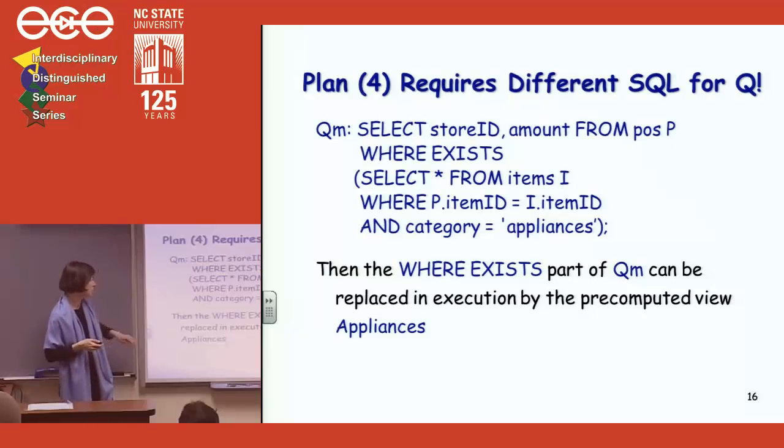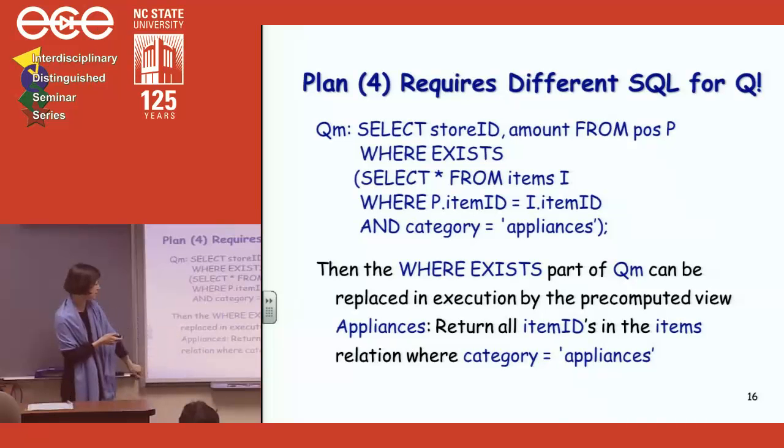If we have this definition of the query, then our view appliances, which returns all item IDs that are appliances, can be used in answering this query. That is somehow in the definition, which was not in the original definition. So we have a different definition for the same query. Does it make sense how it would be more efficient to execute? We just pre-computed part of the answer to the query, and we're using this part of the answer.